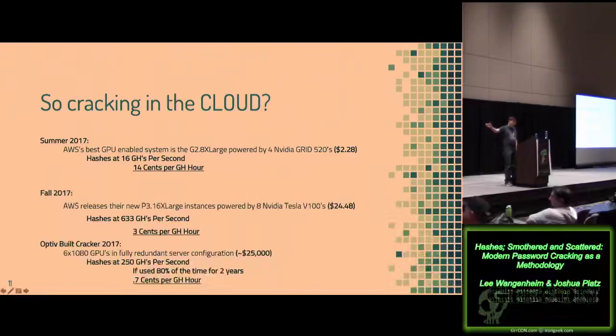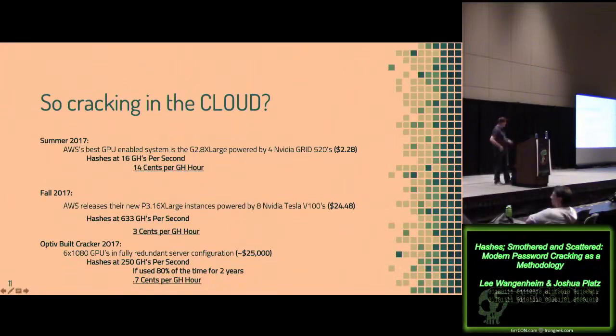So we bill everything by the gigahash hour. The reason that's important is because this number is linear. So as long as you just continue to add more GPUs, that number doesn't change. So it's no longer a matter of how long do you want to take to crack a password, it's how much money do you want to spend.